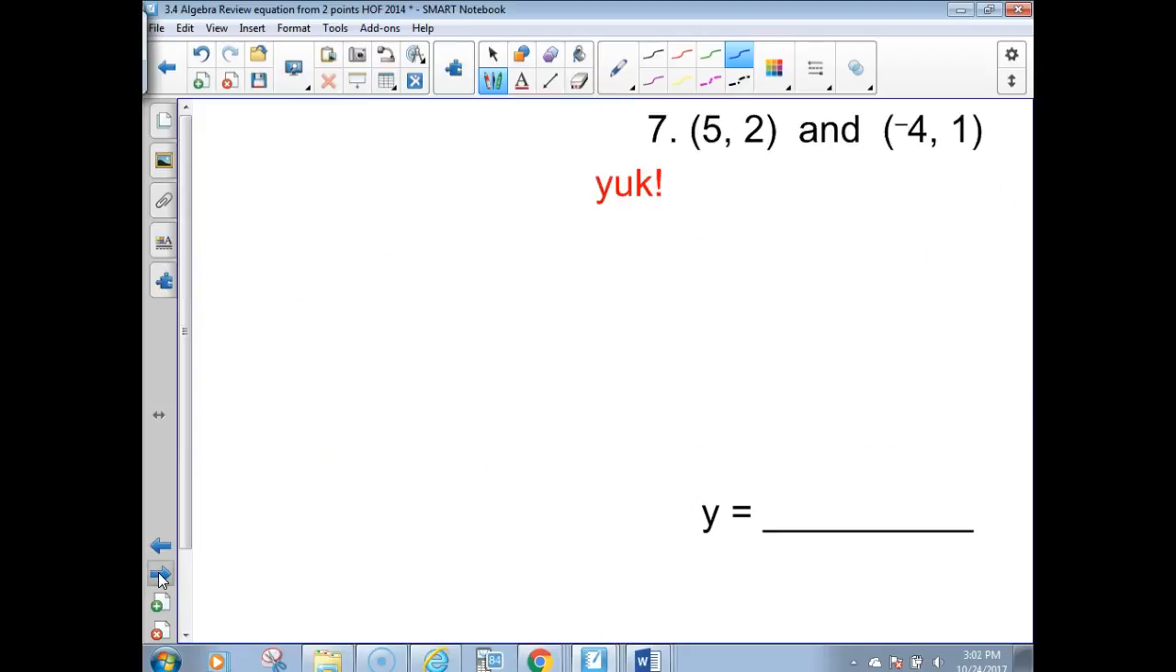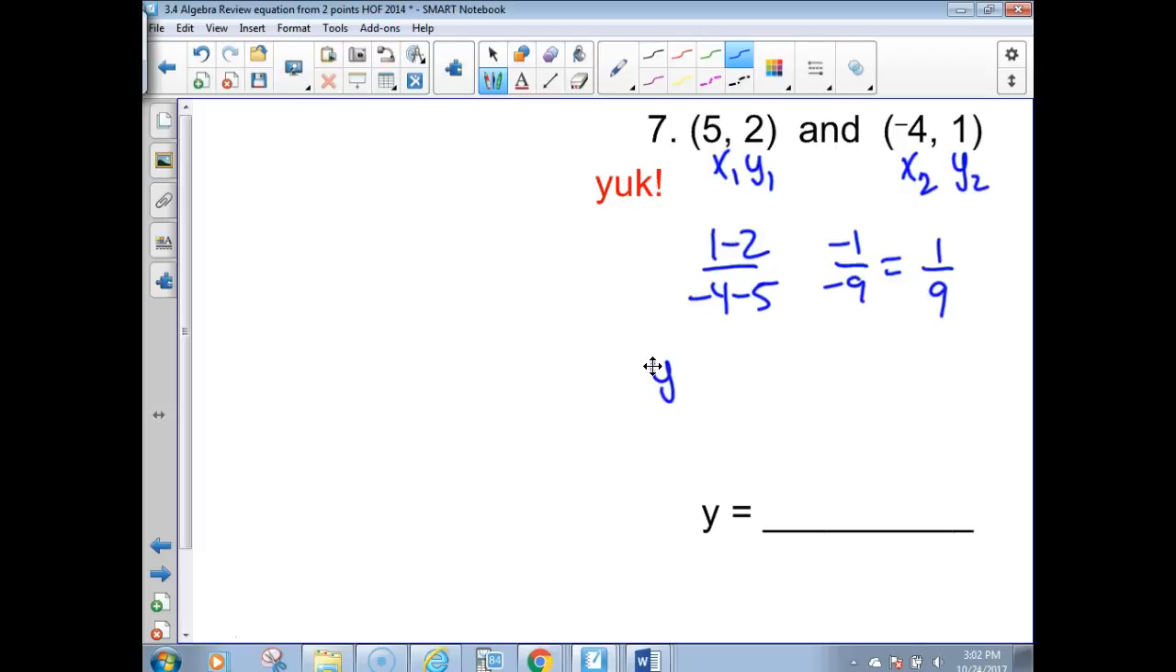Okay, 7 has yuck on it. It's just because there are some fractions, one of the F words in math. Yes. Yep. So the slope is 1/9. I plugged in the first point, and then I got to do this distribution of a 1/9. How gross. So that'd be -5/9.